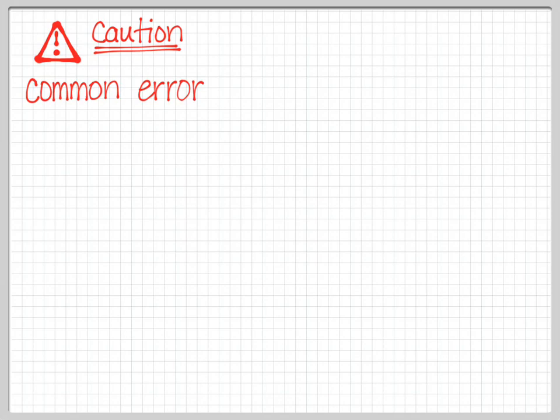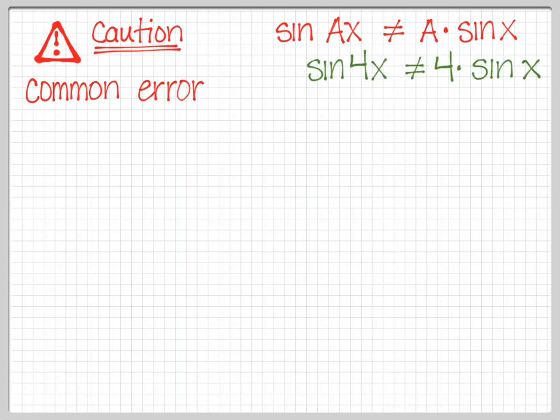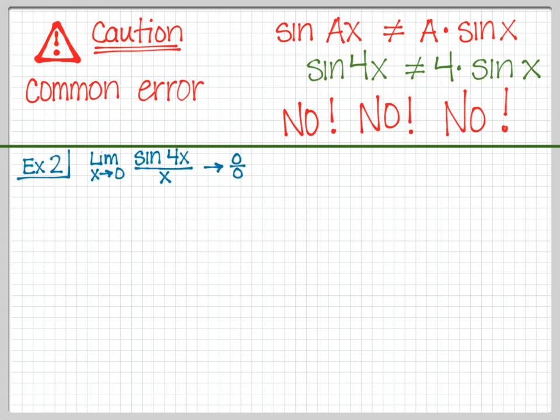A caution at this time. When we're manipulating and playing in the sandbox, there is a very common error: sine of some constant times x does not equal that constant times sine of x. Sine of a constant times x means we're multiplying an angle, while a constant times sine of x means you're multiplying a ratio. You cannot pull that out. If you had sine of 4x, it does not equal 4 times the sine of x. That's a very, very common mistake, so I want to bring it to your attention. Don't do that.